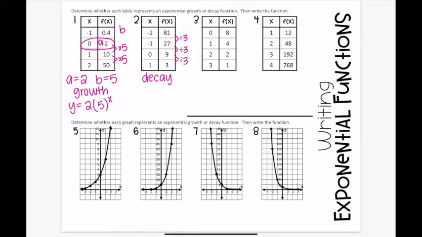Well, if I'm dividing by 3, my base is not 3. My base is actually equal to the reciprocal of that, 1/3. And the a value, the initial value, is going to be 9. So our y-intercept is 9. Our base is 1/3. So our equation is going to be y = 9 times (1/3) raised to x.